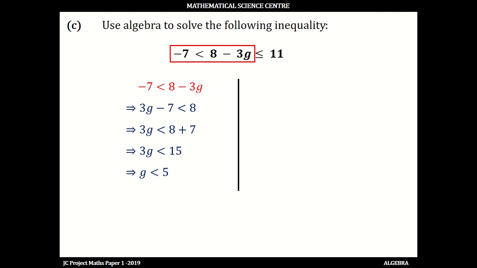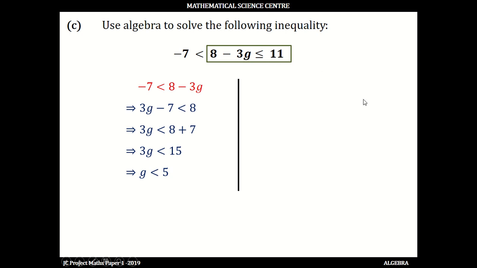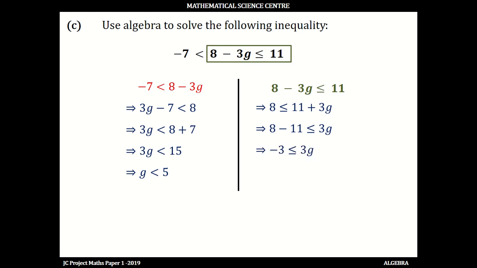Next, we're going to deal with the inequality on the right. So we're going to deal with 8 minus 3g is less than or equal to 11. If you bring the -3g over, it becomes a plus 3g. So 8 is less than or equal to 11 plus 3g. If you bring the 11 over, it becomes -11. Now 8 minus 11 is -3. So this means -3 is less than or equal to 3g. And if you bring the 3 over and divide, -3 divided by 3 is -1. This means that -1 is less than or equal to g.